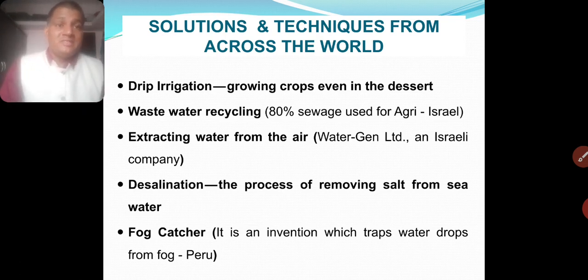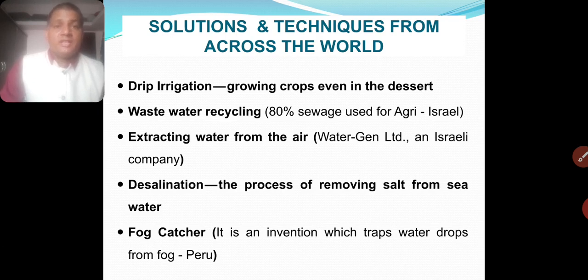And second, wastewater recycling, which means you have to recycle wastewater for agriculture. You can take the example of Israel: 80% of sewage is used for agriculture. Third is extracting water from the air. This is again a very important case study from an Israeli company, Water Generation Limited. They extract water from the air. So this is also the third most important technique.